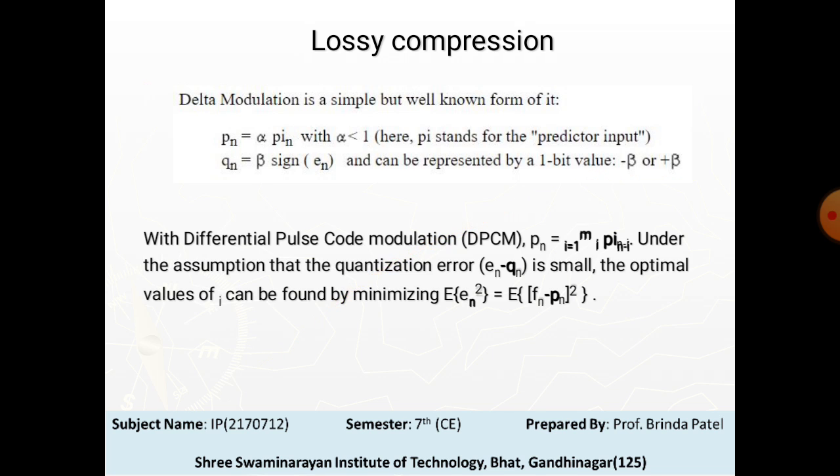With differential pulse code modulation, DPCM, p_n is equal to the sum from i equal to 1 to m of alpha_i times p_{n minus i}. Under the assumption that the quantization error e_n minus q_n is small, the optimal values of alpha_i can be found by minimizing the expected value of e_n squared. Instead of one level, the quantization can also be an L level stepwise quantizer, such as Lloyd-Max quantizers.